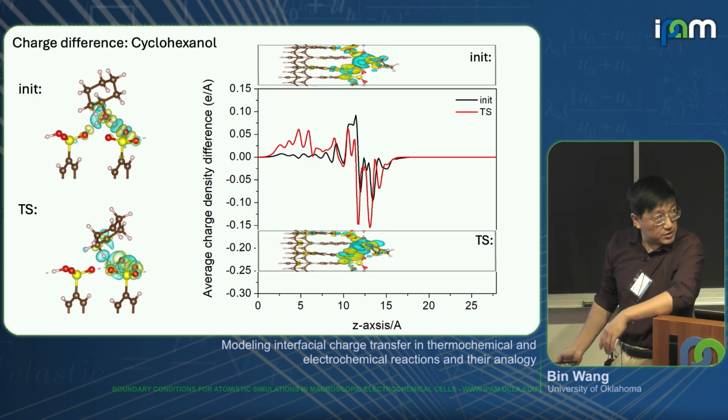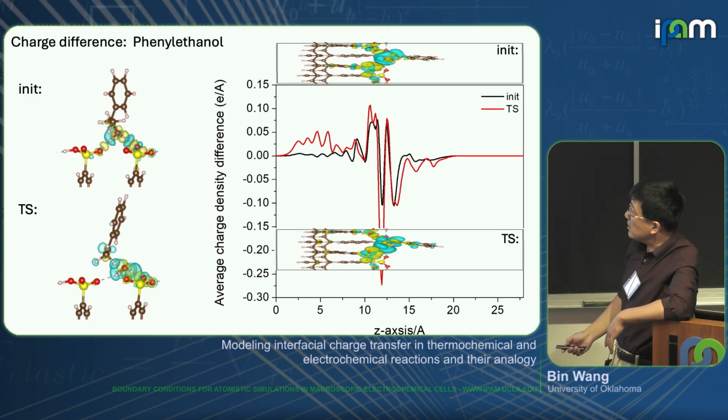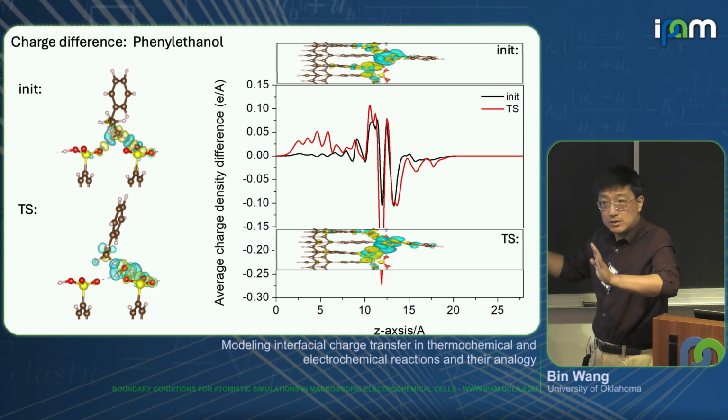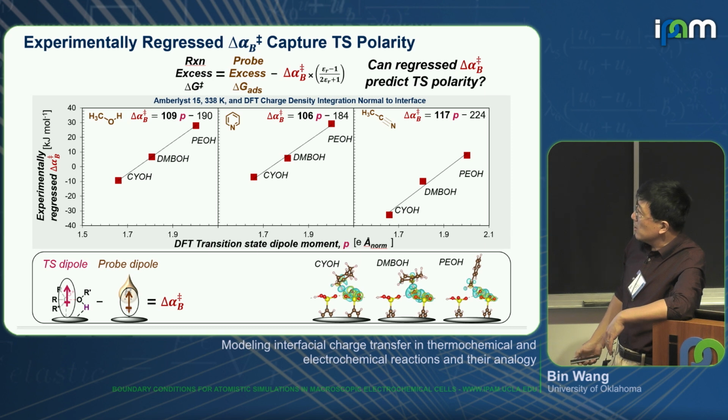You can do the exact same calculations for two other alcohols. This is dimethyl-butanol, and the other one is phenylethanol. In fact, those are the 3 molecules we tried. What I'm showing you here is the correlation between the alpha value I showed in the previous slide, from regression of the experimental data, and on the x-axis the DFT-calculated dipole moment at the transition state of the 3 different alcohols. And indeed, the alpha value has a very linear correlation with the dipole moment.